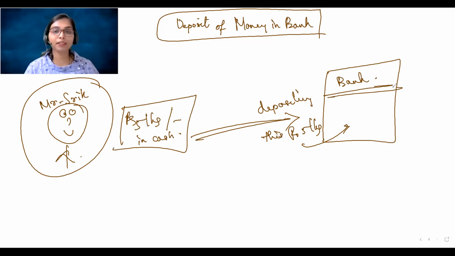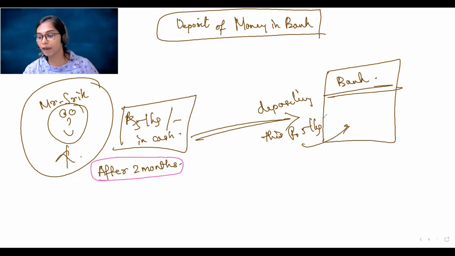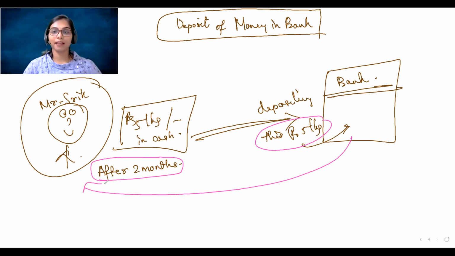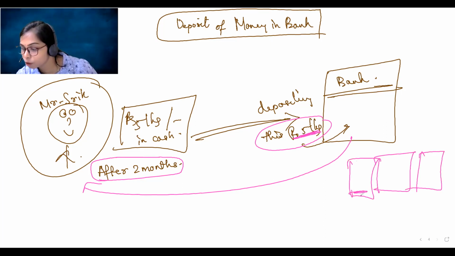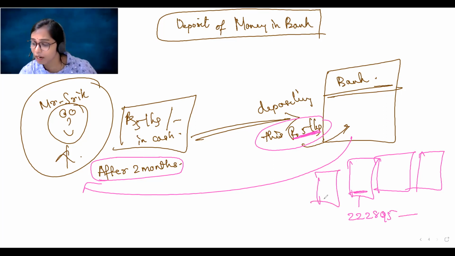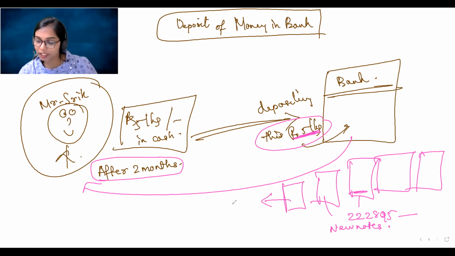Now you tell me, after 2 months, Mr. Shriek wanted this 5 lakhs back from the bank. Will he get the same 5 lakh rupees in notes, the notes which he deposited with the serial number 22289895 and onwards? Will he get the same new notes which he deposited? Will he get the note which had the small signature of SRIK? Will he get it? No, he will not get those notes. He will not get the same notes.